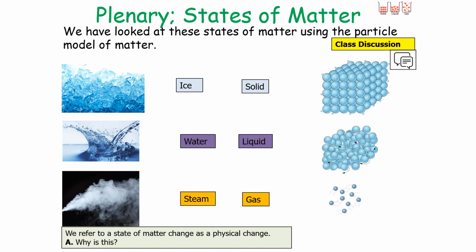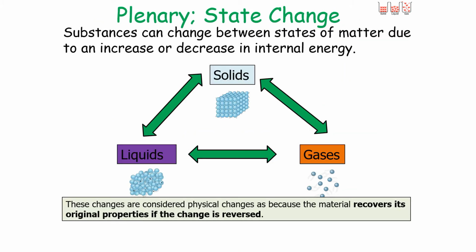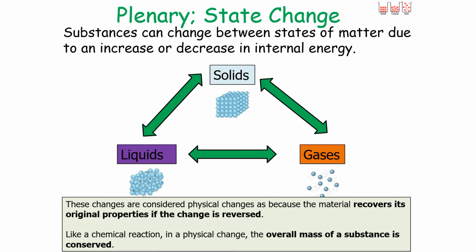We refer to states of matter changing state as a physical change. The reason for this is because these changes are physical changes, as the material will recover its original properties if the change is reversed. Like a chemical reaction, in a physical change the overall mass of a substance is conserved. So if you start with 20 kilograms of a solid, that will melt to give 20 kilograms of liquid, which will boil to form 20 kilograms of a gas, which could deposit back to 20 kilograms of a solid.